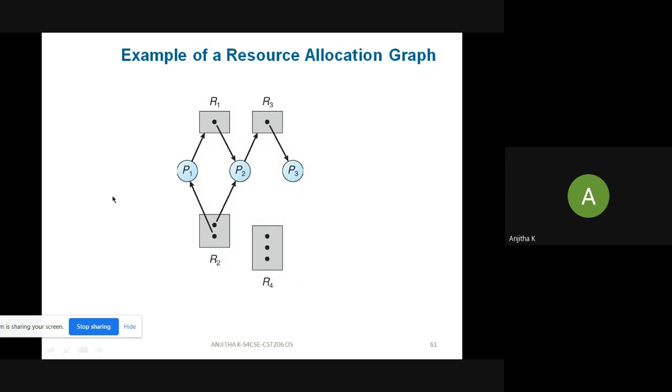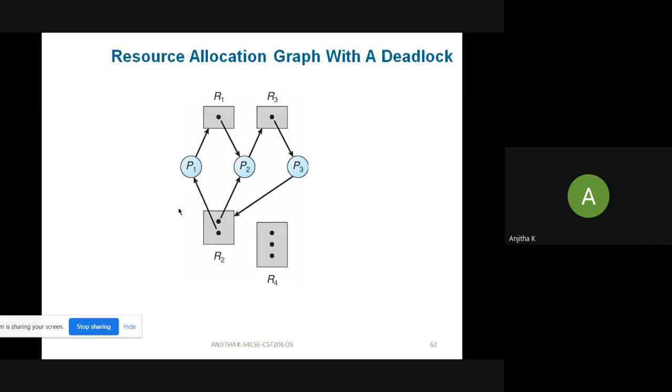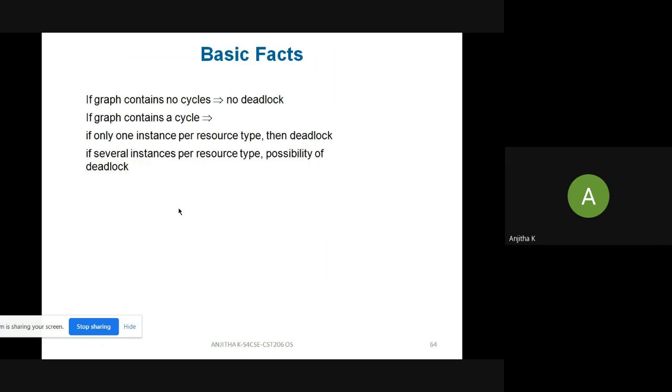Okay, here also, the graph contains no cycle. If there is no cycle, you can assure that there won't be any deadlock. Okay, so this is the concept of the resource allocation graph. So the final result is that if the graph contains no cycle, no deadlock, and if the graph contains a cycle, check the instances. If one instance per resource, deadlock is sure; if several instances, only a possibility.